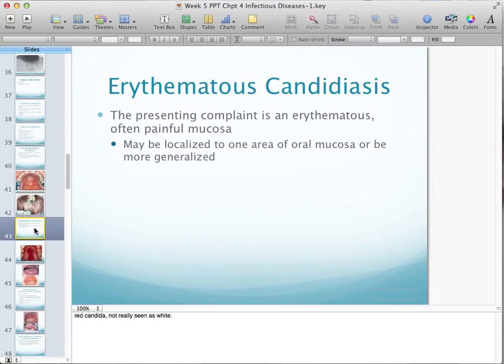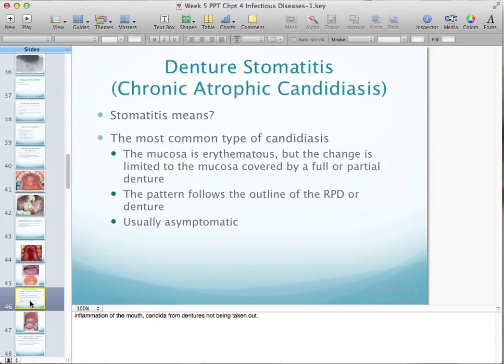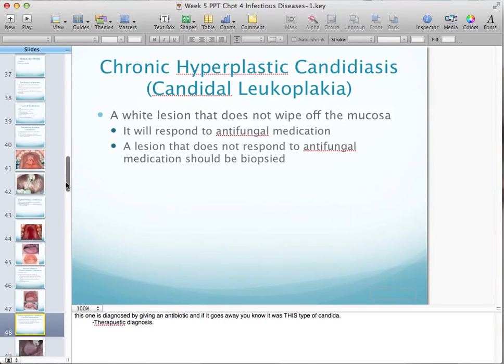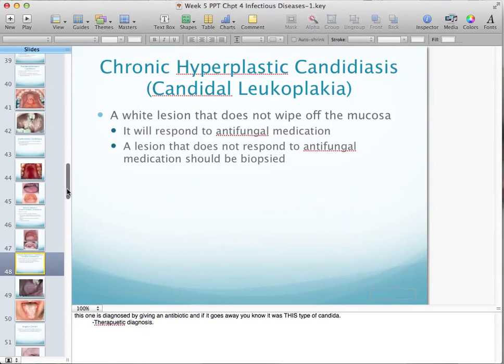Erythematous candidiasis. Super, super painful. Only seen as red, not white at all. Denture stomatitis, or chronic atrophic candidiasis. This is only redness seen where the denture is, and it's not painful. Then you have chronic hyperplastic candidiasis, or candidal leukoplakia. This is when the white lesion cannot be wiped off, and it does respond to antifungal medications.